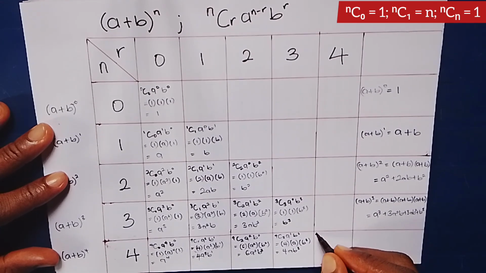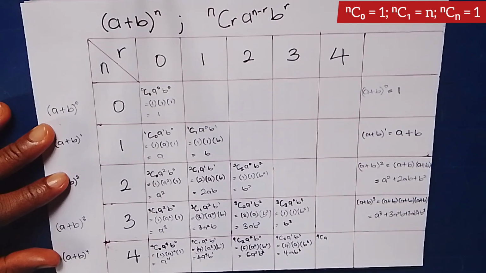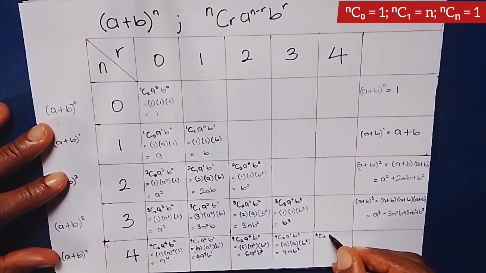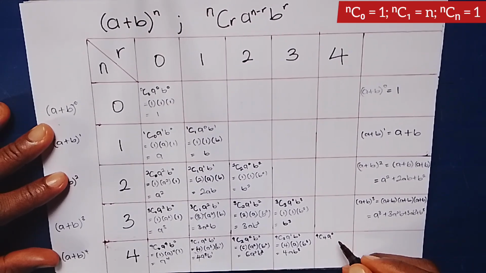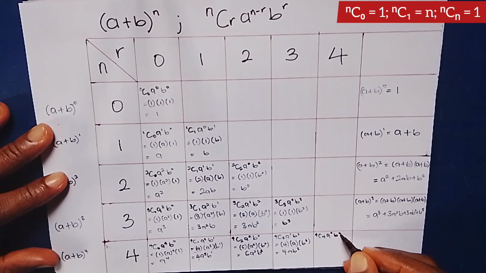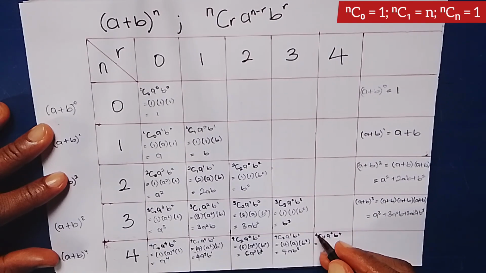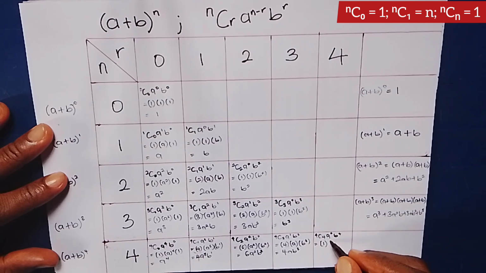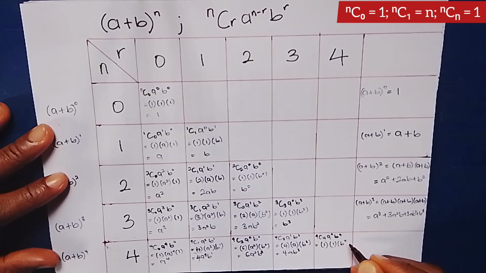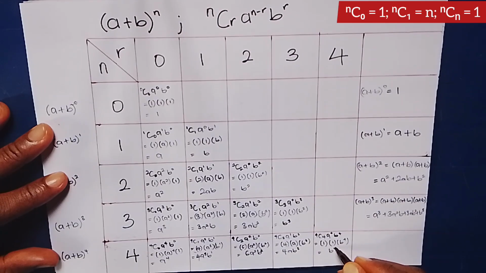And then finally 4 combination 4, our r is now equal to n. So a raised to the power 4 minus 4 is 0, and then b raised to the power 4. So n combination n is equal to 1. So this is 1, this is 1, and this is b raised to the power 4.